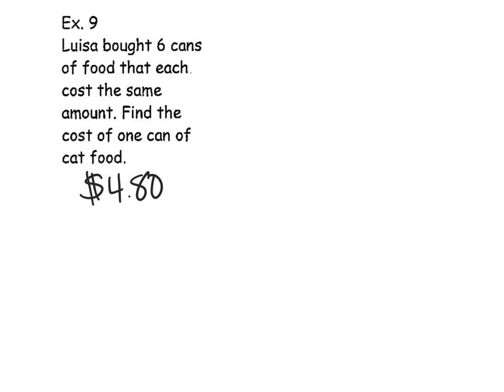You have $4.80 in your pocket. You go to the store and you buy 6 of something. 6 cans of corn, how about? You buy 6 cans of corn and you have to figure out what each can is going to be because you've got $4.80 in your pocket. How do I write this math problem? Do we know what x is going to be? What should we let x be? The cost of the can.